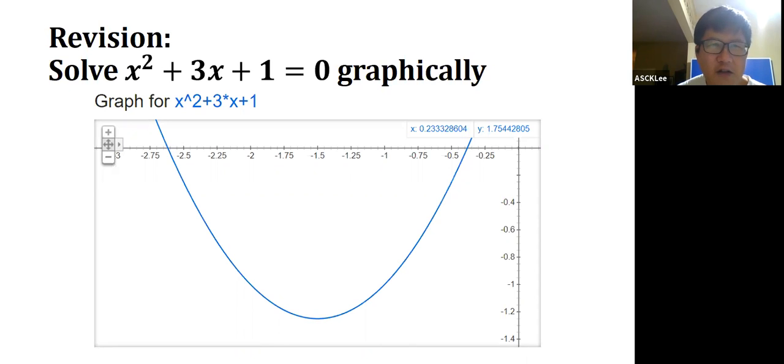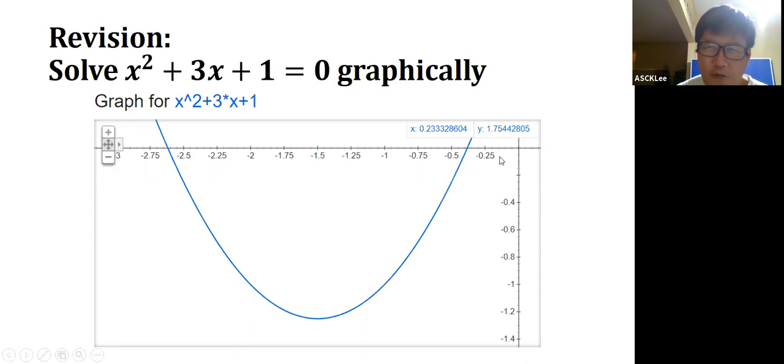Remember, there are 4 ways of solving quadratic equations. And we covered the first one last week. And the first one is very simple: solve it graphically. So here, let's say we want to solve this x squared plus 3x plus 1 equals 0. We want to solve this graphically.